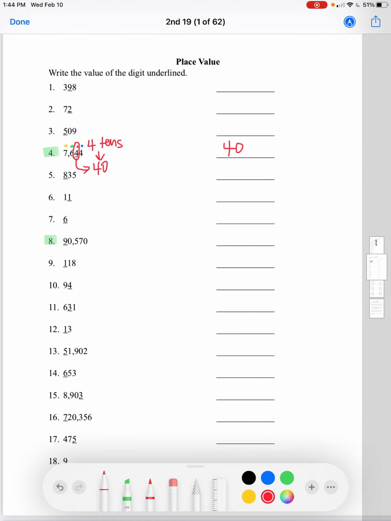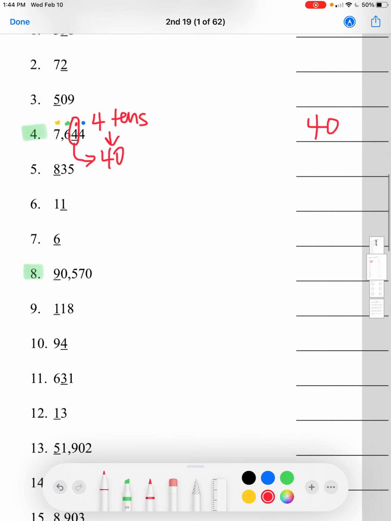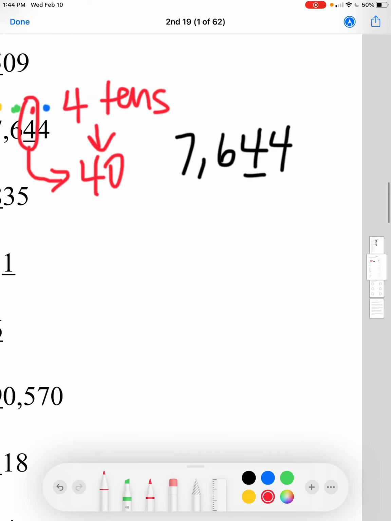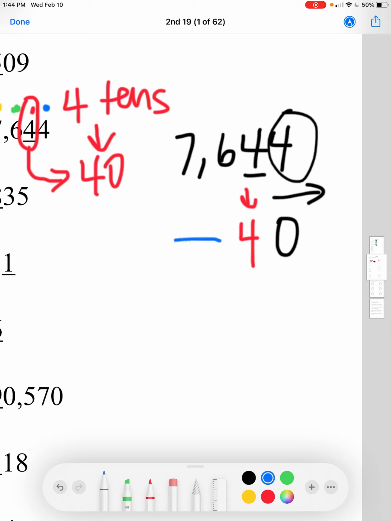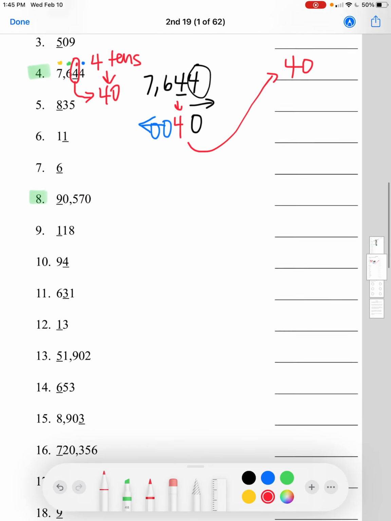Now let's go over, also, because there are also questions where we have thousands and 10,000s, another way you can see this is we have the number 7,644. We have the 4 underlined, so we're going to take that 4 exactly, and everything to the right of that becomes a 0, and everything to the left of that also becomes a 0. So you can just ignore everything to the left of it. And this is basically 40. So that's another way you can solve this.